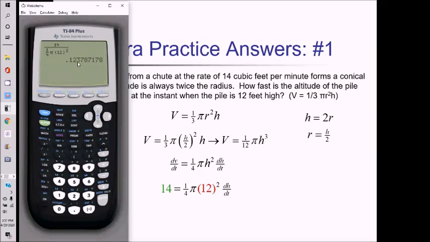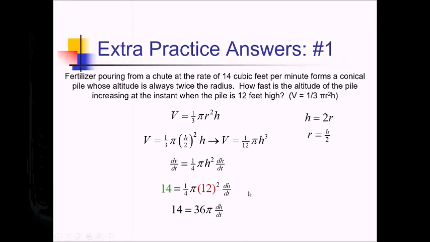And what's the units going to be? Well, we're solving for the change in altitude, dh over dt. Altitude is measured in feet. Time is measured in minutes, so this is going to be feet per minute. So 0.124, and that's going to be feet per minute. There we go. And you could simplify this before dividing. Either way, that's what you end up with.